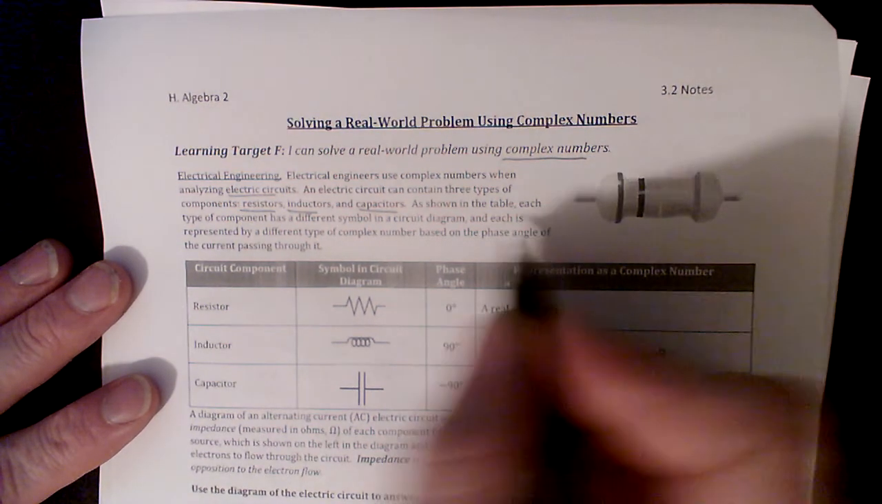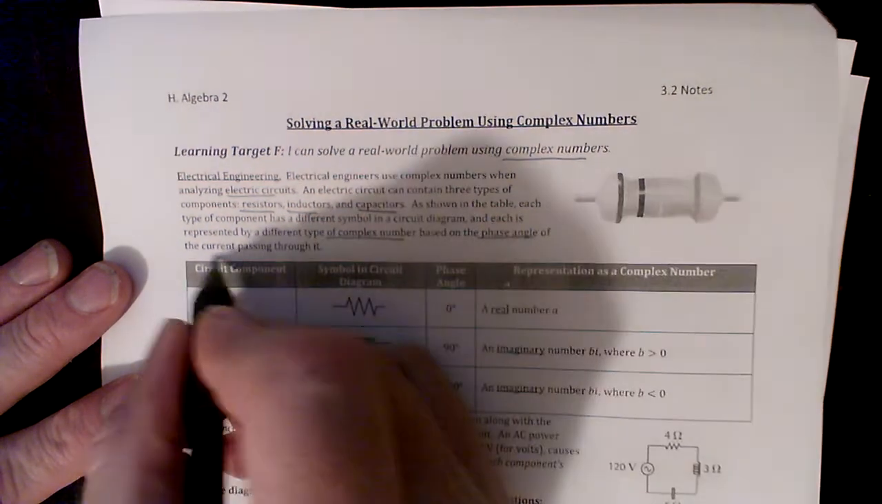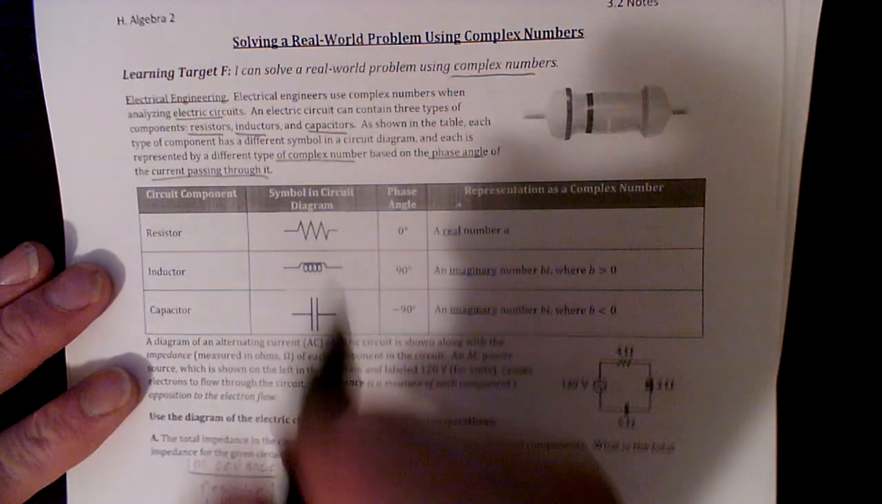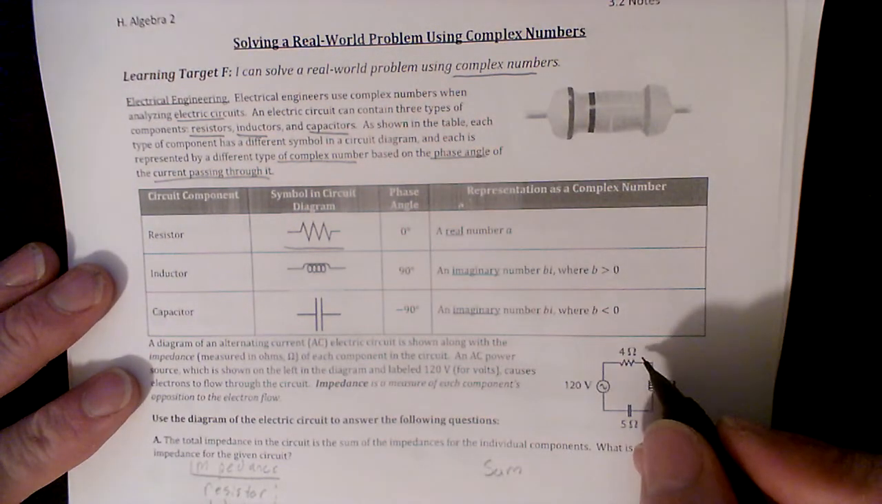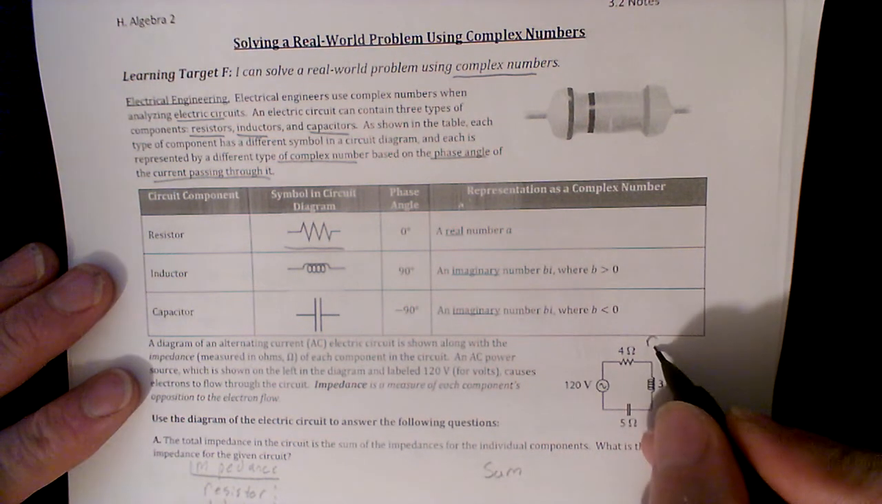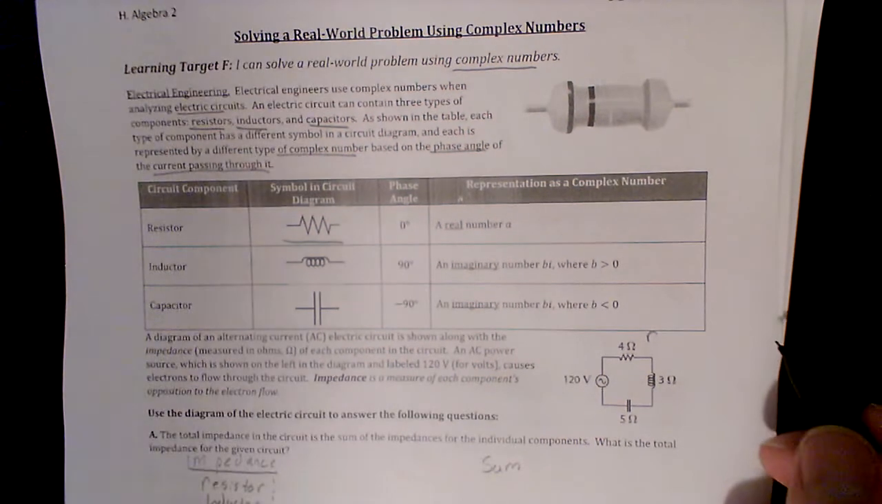Each is represented by a different type of complex number, that's important, based on the phase angle the current is passing through. So here we go. We can see that a resistor is represented by that right there, that symbol. So this must be the resistor. I'm going to put an R down here, and it's going to be a real number, so just 4.